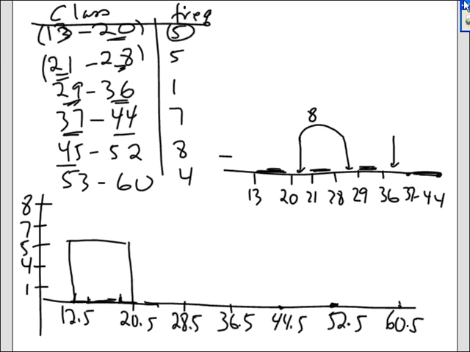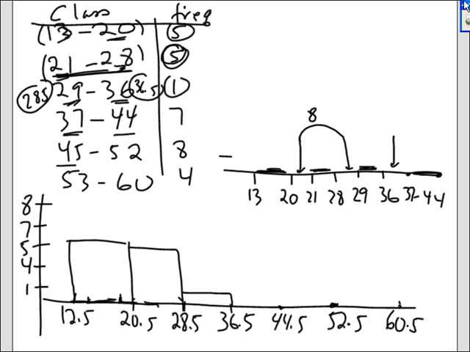Go a height of 5. And then the next one, from just before 21 to just after 28, namely 20.5 to 28.5, we go up 5 as well. And then, if you want, you can put those numbers here, 28 and a half to 36.5. Between those two numbers, you just go up 1.